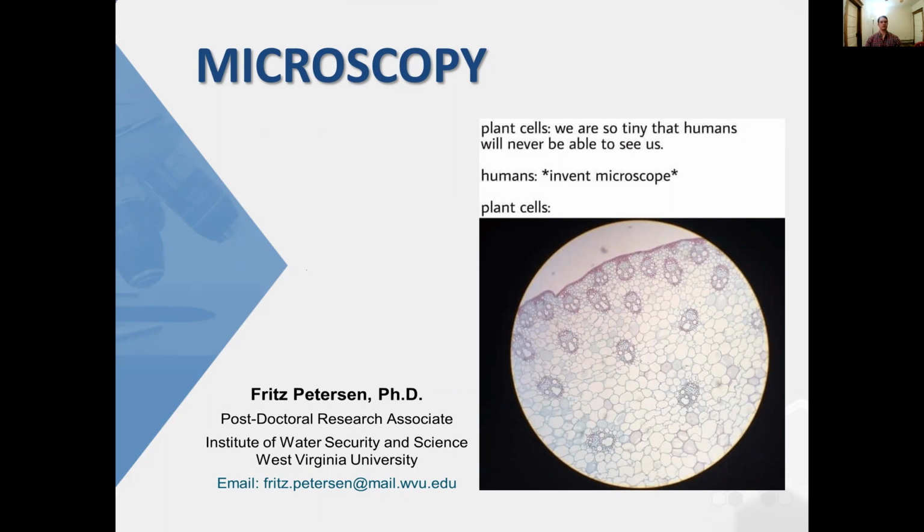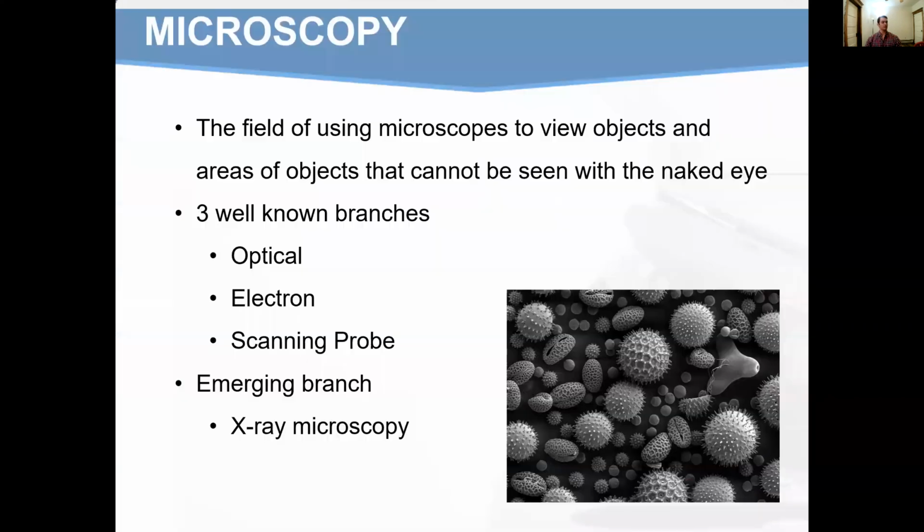Today we will be talking a bit more about microscopy, going into more details about how these systems developed, what you can see using different types of microscope systems, and how they actually work. So just a quick definition here: microscopy is the field using microscopes to view objects that are too small to be seen with your naked eye, to be seen with the unaided eye.